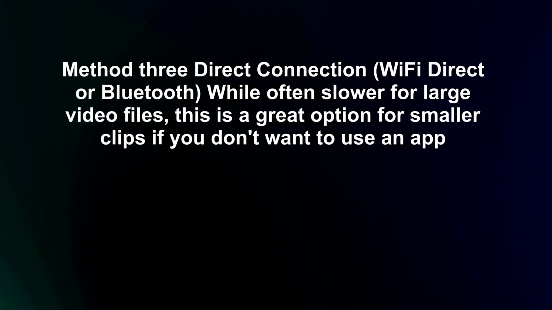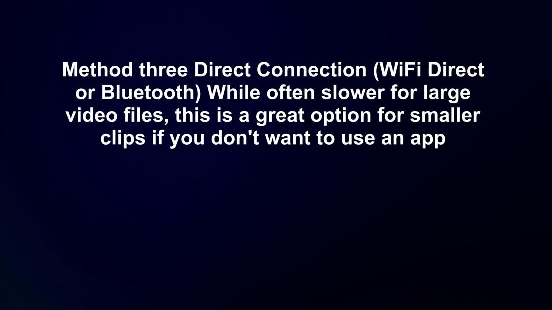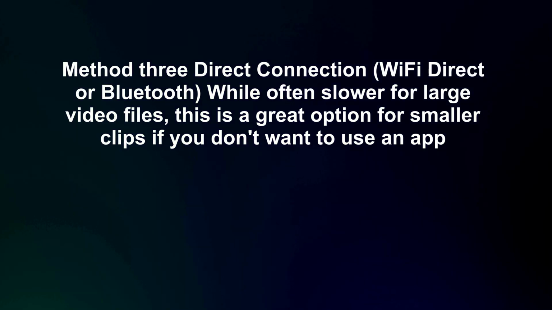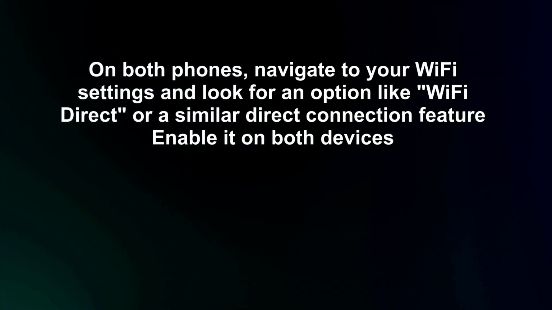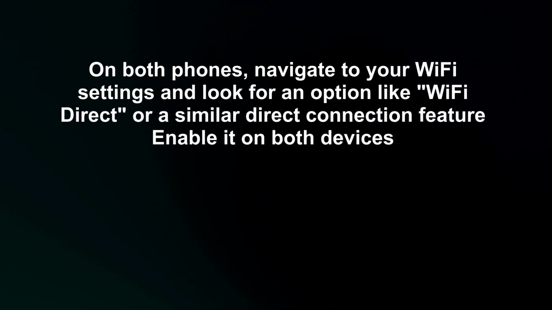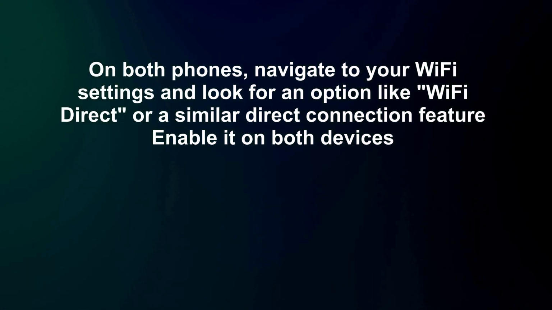Method 3. Direct connection. Wi-Fi Direct or Bluetooth. While often slower for large video files, this is a great option for smaller clips if you don't want to use an app. On both phones, navigate to your Wi-Fi settings and look for an option like Wi-Fi Direct or a similar direct connection feature. Enable it on both devices.